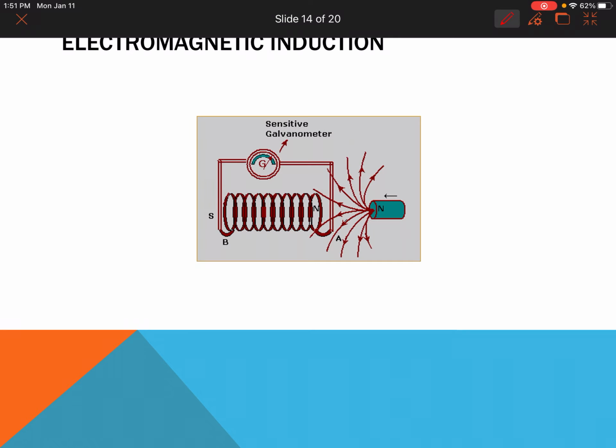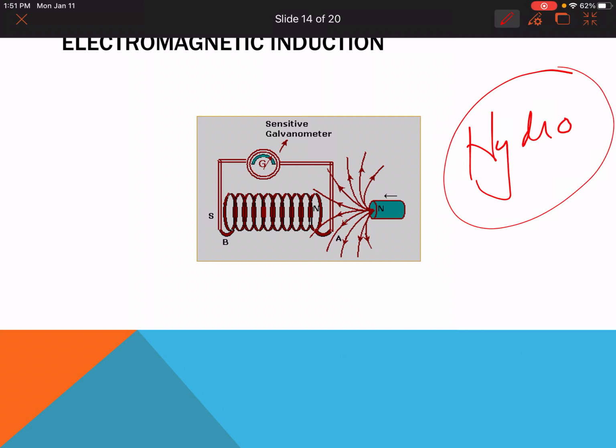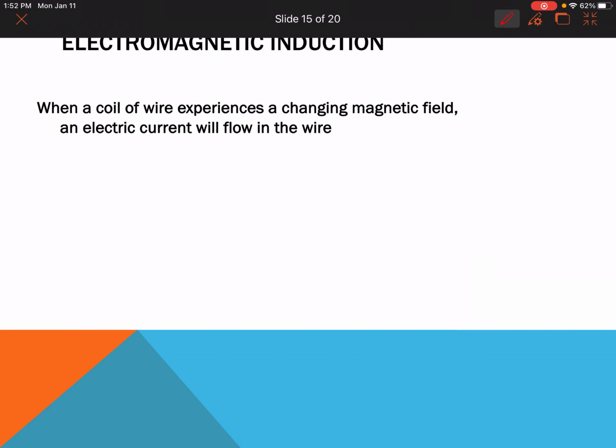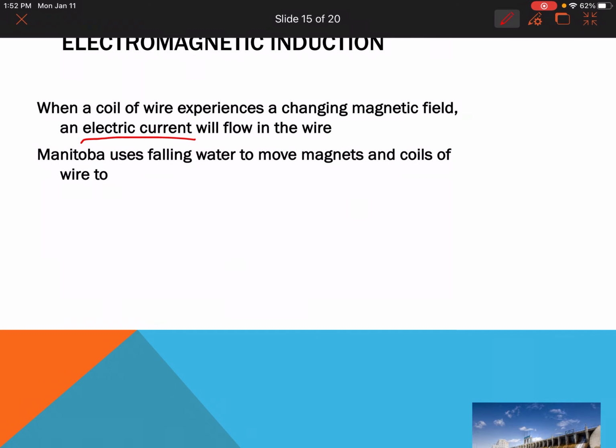Okay, so now we're going to get to electromagnetic induction. This one is our hydropower. This is what Manitoba uses. Now, what this is: when a coil of wire experiences a changing magnetic field, an electric current will flow in the wire.